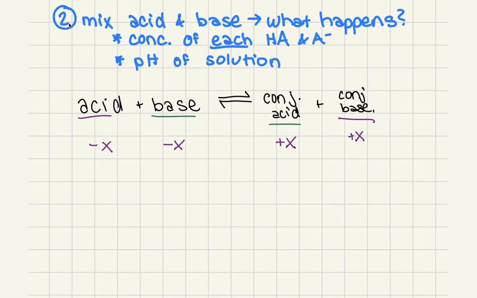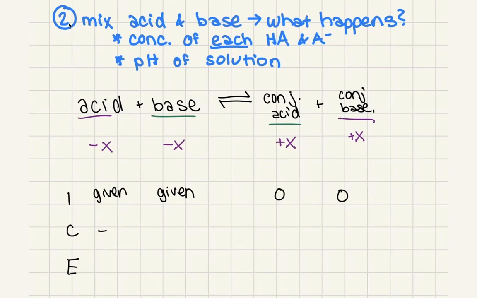Now, in this simplest case, you're starting from zero of the conjugate acid and the conjugate base, and you're given how much of the initial acid and base you're going to have. So what we could do is write out our ICE table again. Remember, that's the initial, the change, and the equilibrium. So here our initial concentrations, we're going to be given the amount of the acid, we're going to be given the amount of the base, and then we're going to have zero of each of the conjugates.